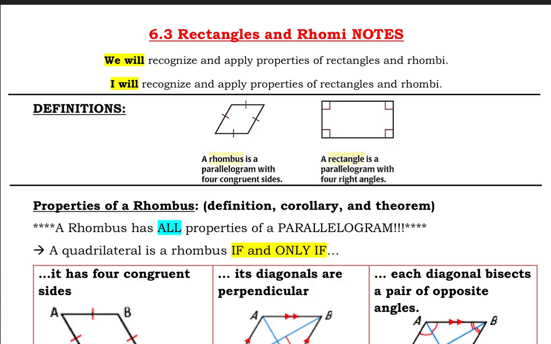Right, so we're looking at the rhombus and the rectangle today. The rhombus, something we should know is all the sides are equal. Rectangle, something we should know is all the angles are 90 degrees. So there are 5 things you should know about the parallelogram.